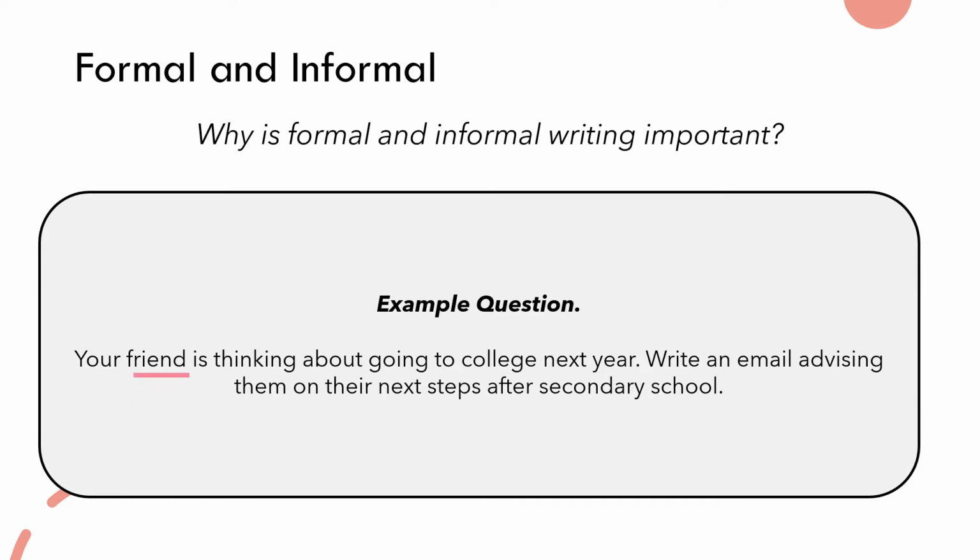So first of all, one of the things that is relevant is that you're writing to your friend. So if you are writing to a friend, we can assume that that is a close relationship that you have, and therefore you can speak informally to that person. The next thing is that we need to think about the type of form of writing that you need to produce, which is an email.